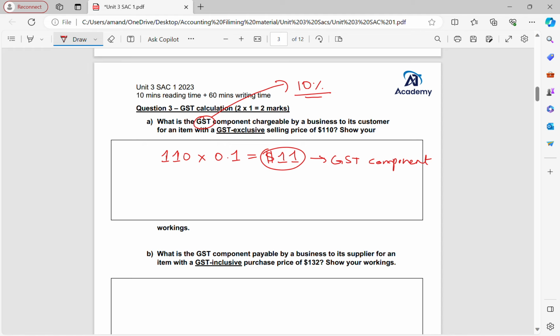And the question obviously only asks for the GST component, but if it asks us what is the selling price including GST, then you simply do the 110 from earlier plus the $11 to give you $121. Sorry, my writing's horrendous, but this is the part they're asking for. So that should be fine. I can't even draw a star properly, but that's life.